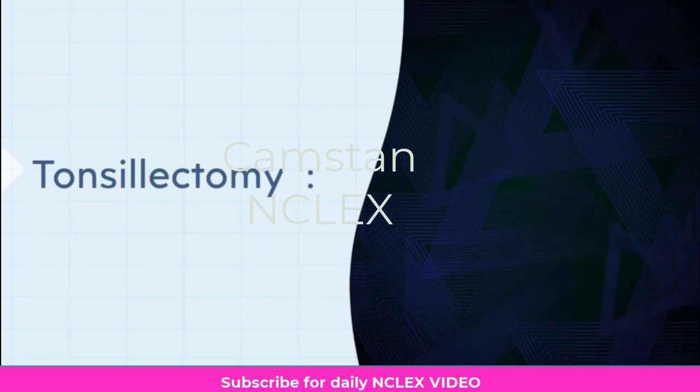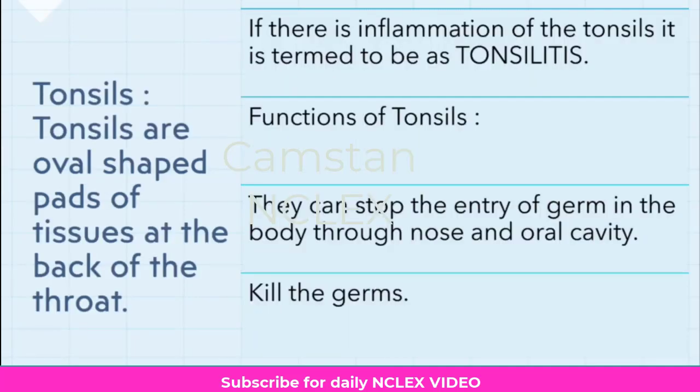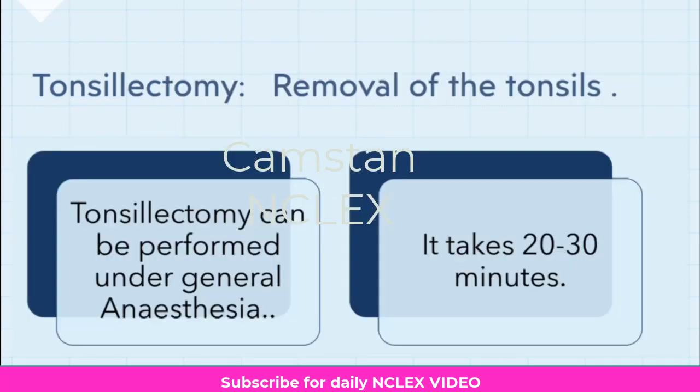Tonsillectomy is the removal of the tonsils. And what are tonsils? Tonsils are the oval shaped pads of tissue present at the back of the throat. If there is any inflammation of the tonsils, it is termed tonsillitis. And what are the functions of these tonsils? Tonsils can stop the entry of germs in the body through the nose and oral cavity, and they also kill the germs. Tonsillectomy can be performed under general anesthesia, and this surgery could take 20 to 30 minutes.